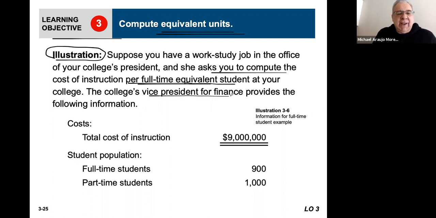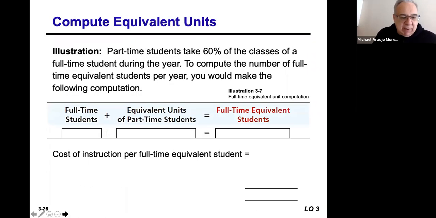The VP of Finance gives you the following information. The total cost of instruction is $9 million. They have 900 full-time students and 1,000 part-time students. So again, what they want you to do is something called a full-time equivalent student, which is how they're going to show you equivalent units here. And this really happens.